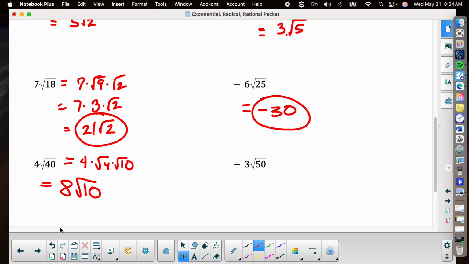Maddie, last one. Oh dear. What did you get? I didn't say it was wrong. I said, where did you get that from? So square root of 50 was broken down into 25 times 2. The 25 was 5, so negative 3 times 5, negative 15 root 2.